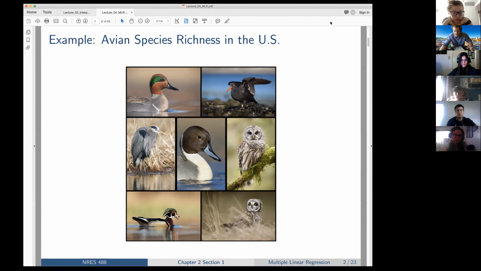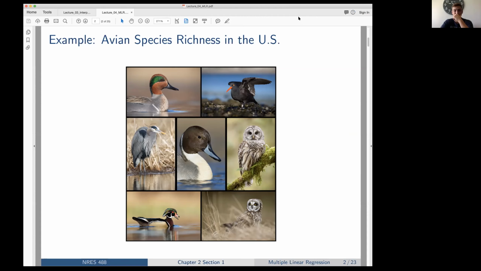Okay, green-winged teal. I missed who said that. It was me. I still didn't see it. Let me see if I can get to speaker view. I don't know if I can do speaker view. There we go. James, was it James? That's who I see right now.